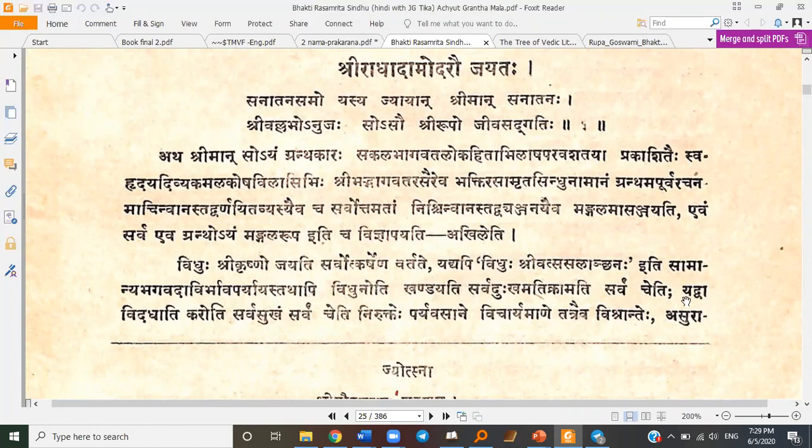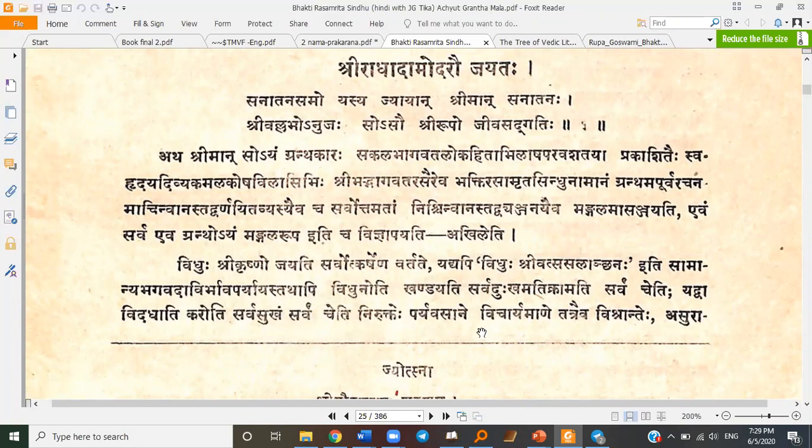Yadva, or else Vidhu can mean Vidadhati Karoti Sarva Sukham Sarvam Chaiti, or Vidhu can mean one, Shri Krishna, who can make all happiness possible or make one happy, and from him everything emanates. Sarvam Chaiti. Sarva means everything. Aham Sarvasya Prabhu, like that.